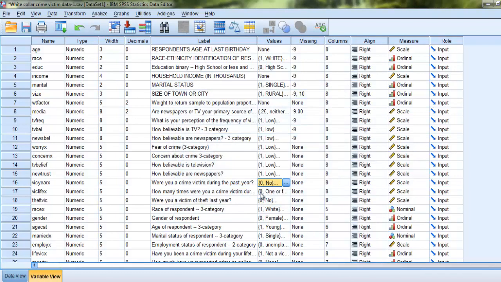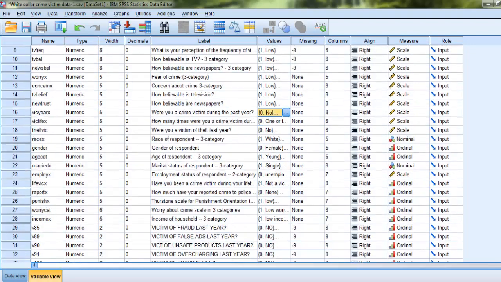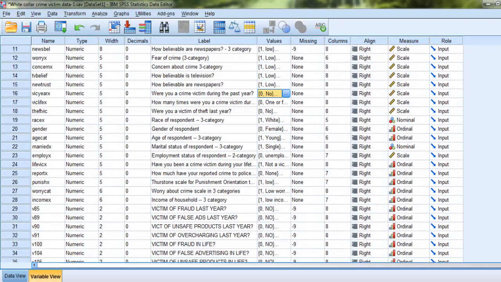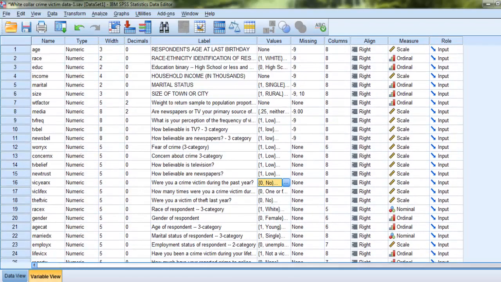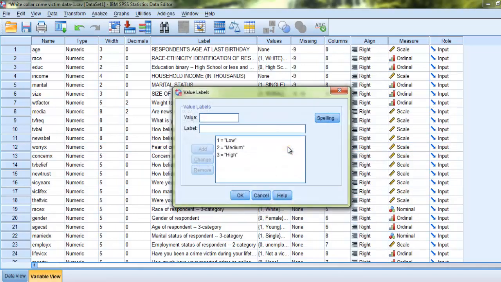So we're comparing whether you were a crime victim during the past year and their level of fear. We have different fear variables or worry variables, and so we need to be specific about the one we're going to use for this analysis. There's a good one for cross tabulations here called WorryX. This is fear of crime, 3 category. When you look at the options, there are 3: low, medium, and high.